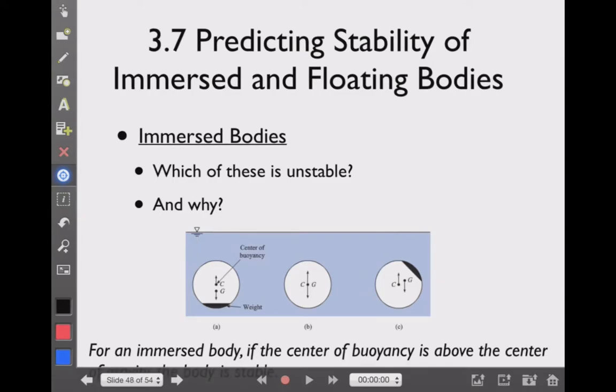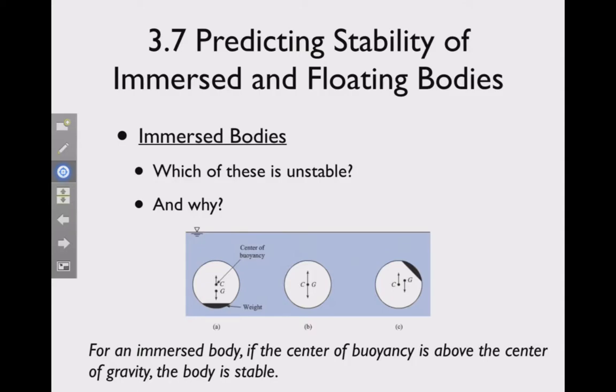Okay, let me just summarize this. For an immersed body, if the center of buoyancy, C, is above the center of gravity, then the body is stable. If they're coincident, it's going to be neutral. And if C is below G, then we've got an unstable body.